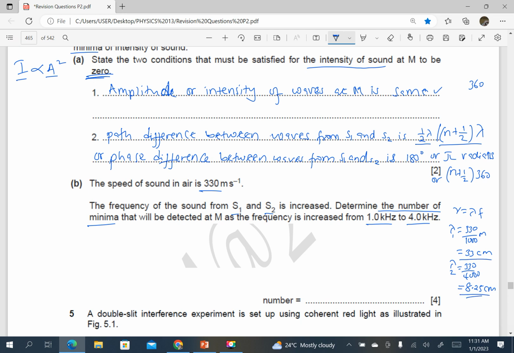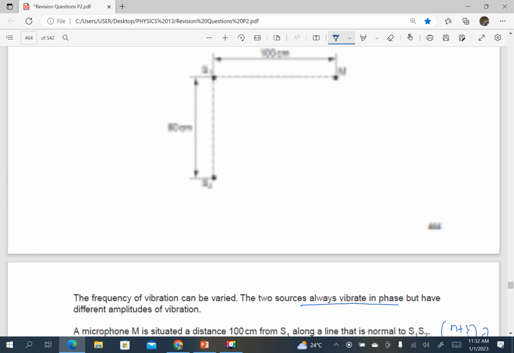So the wavelength is in that range, 8.25 and 33 centimeters. So when we are checking, we need only minima within that range. So one, we find the path difference. What is the path difference between the waves?